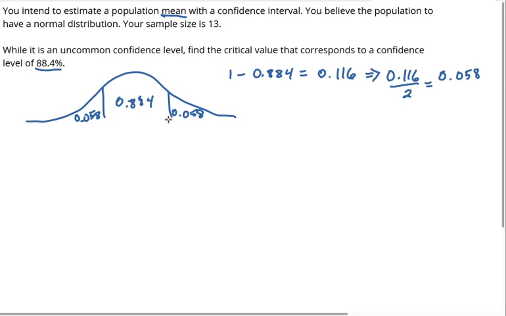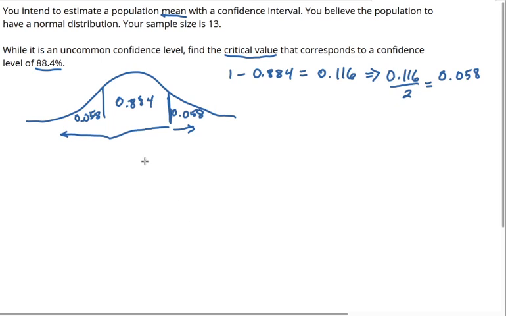Now what we need is to find the critical value that corresponds to this, and that's going to be our positive critical value here that has 0.058 to the right. Or the same idea, the critical value will have 0.884 plus 0.058 to the left.